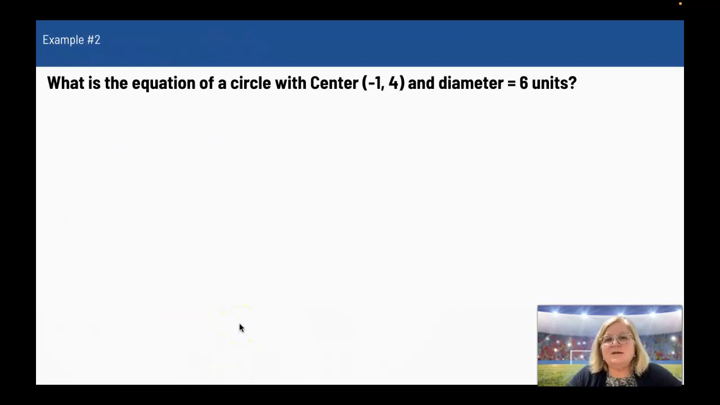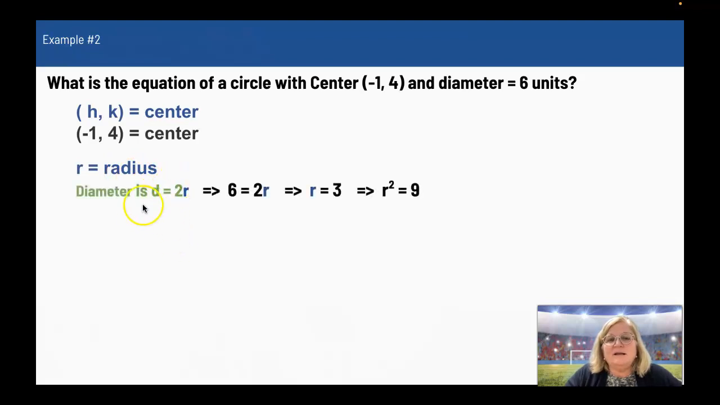What is the equation of a circle with center -1, 4, and diameter 6 units? My center is h, k, which is -1, 4. My radius r: if my diameter is 6 units, then my radius has to be 3 units, because 6, the diameter, equals 2r. So if I divide both sides by 2, I get that the radius is 3. So my r squared is 9.